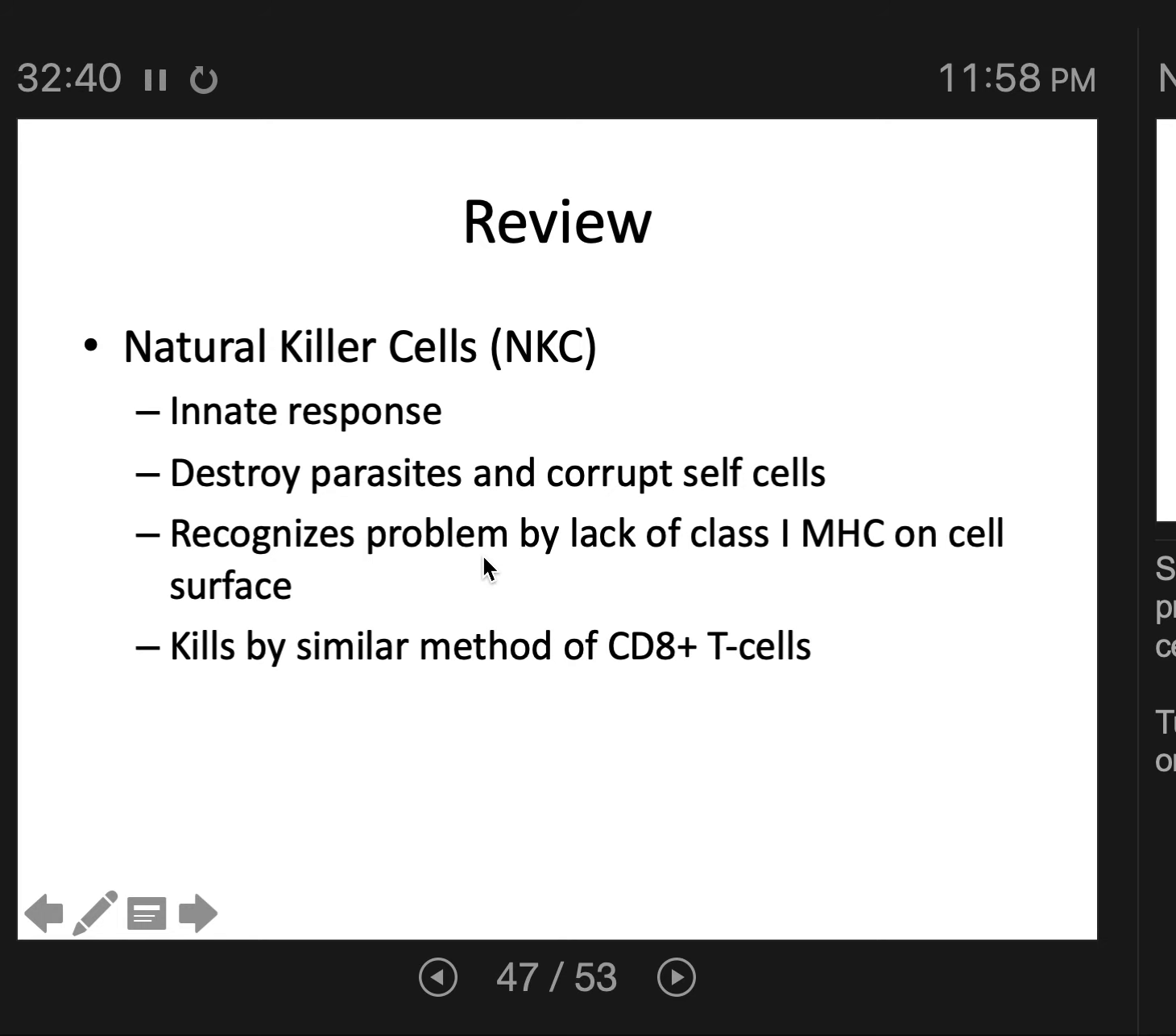So they recognize a problem by looking for MHC class 1s. And if a cell does not have the self-tag, does not have the MHC class 1, it's going to destroy the cell. Either it's a corrupt host cell or it's a cell that doesn't even belong to the body. And they kill in a method similar to the cytotoxic lymphocytes. They perforate and they spill proteases into the foreign cell or the corrupt cell.